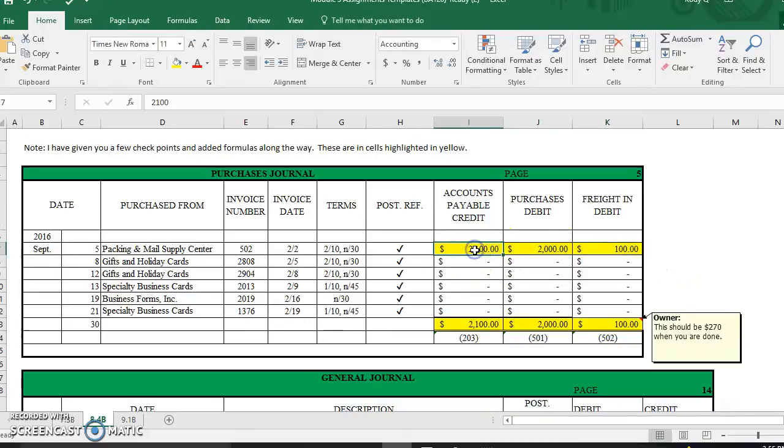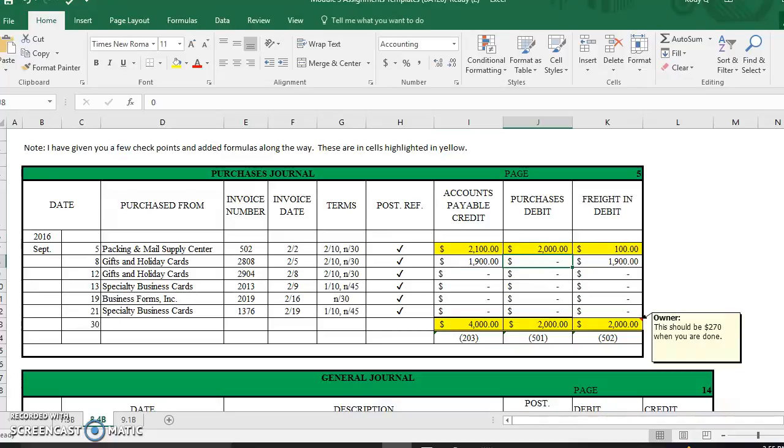So you want to make sure that it adds up. Let's look at the next one for just a second. On the 8th, it says that you purchased assorted holiday gift cards from Gifts and Holiday Cards on invoice 2808 for $1,900. So your total that you paid was $1,900.